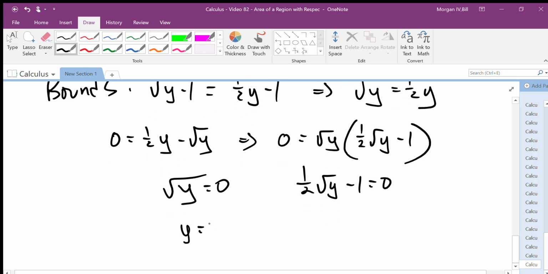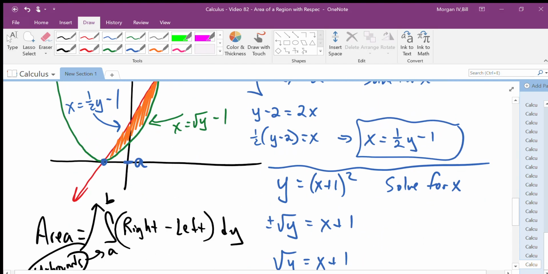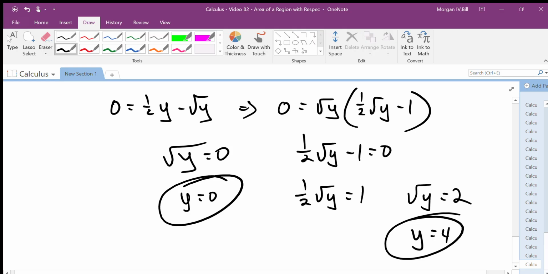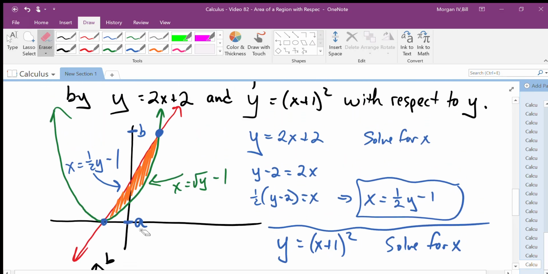Solving, I get y equals 0. There's one of the bounds. That's this lower bound a right here. Y equals 0. And then over here, 1/2 root y equals 1. Multiply by 2. Root y equals 2. Square both sides. Y equals 4. So the bounds here, the y bounds, I'm going to erase the a and b here, go from 0 to 4 of right curve minus left curve.